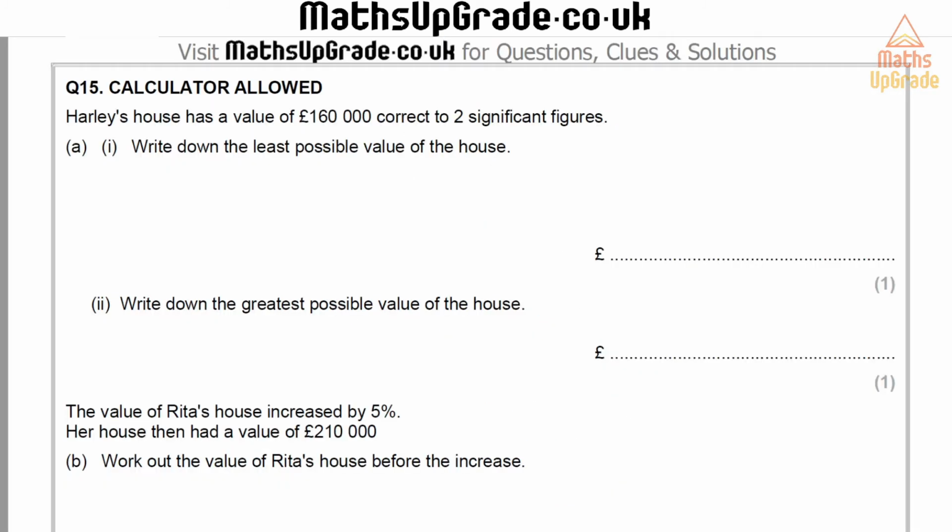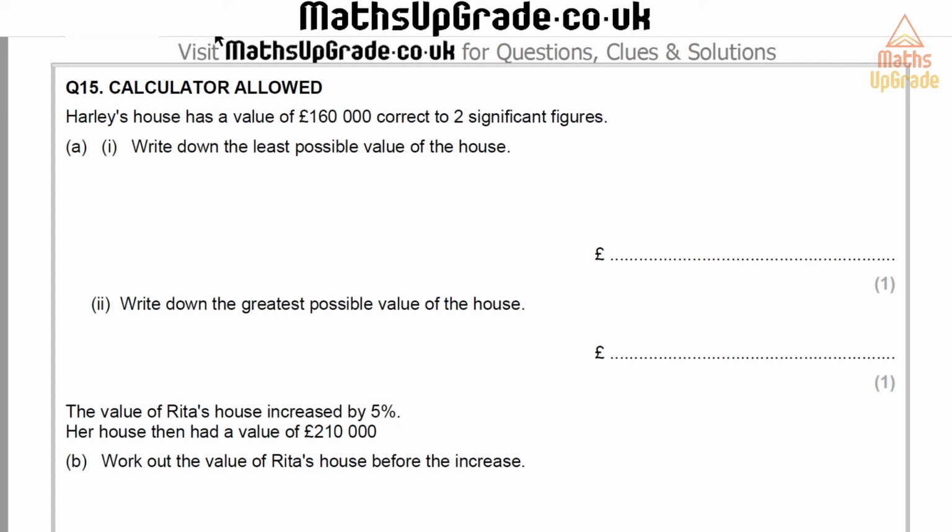Question 15. Harley's house has a value of £160,000. Correct to 2 significant figures. Write down the least possible value of the house, and then write down the greatest possible value of the house for 1 mark each. So the first part, in part A, all this involves is essentially bounds. If you're not sure on how bounds are done, then be sure to look at my video clip on that, which is on this channel.